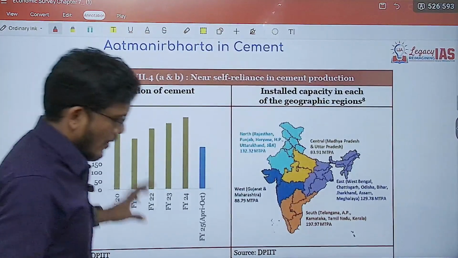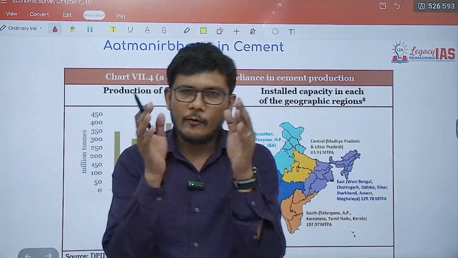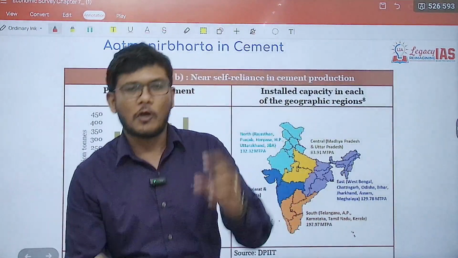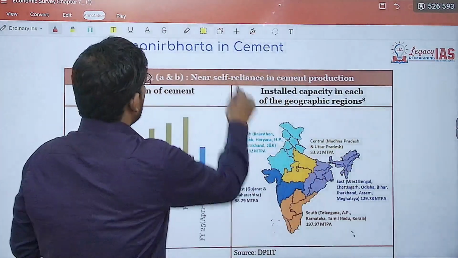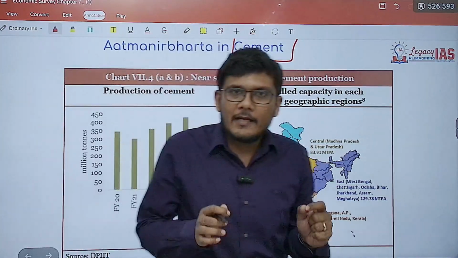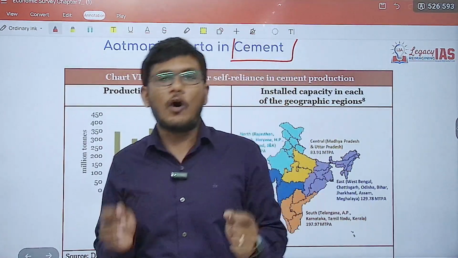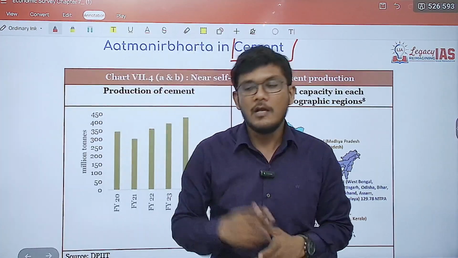Now, the budget has talked about the Atmanirbharta in pulses. There's one more place where the budget has not talked about, but we do see Atmanirbharta in the industrial sector. That is the production of cement. Very important, because India needs at least $10 trillion worth of investment for infrastructure development in the coming years.